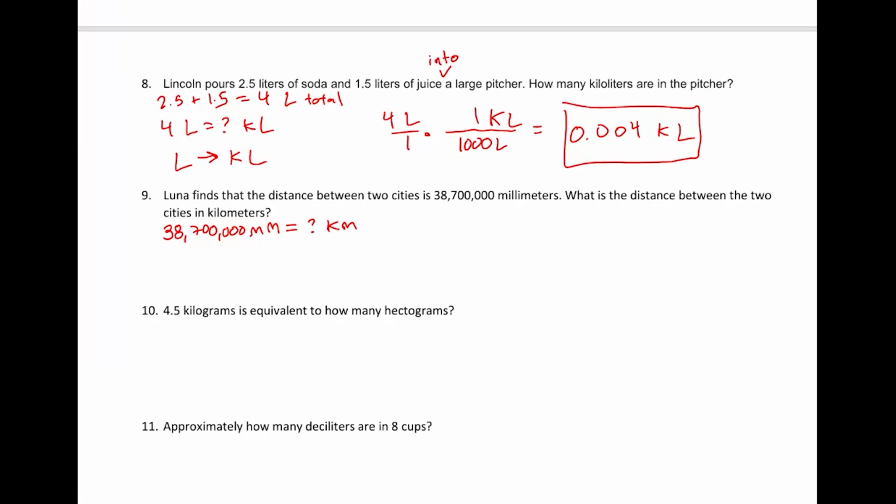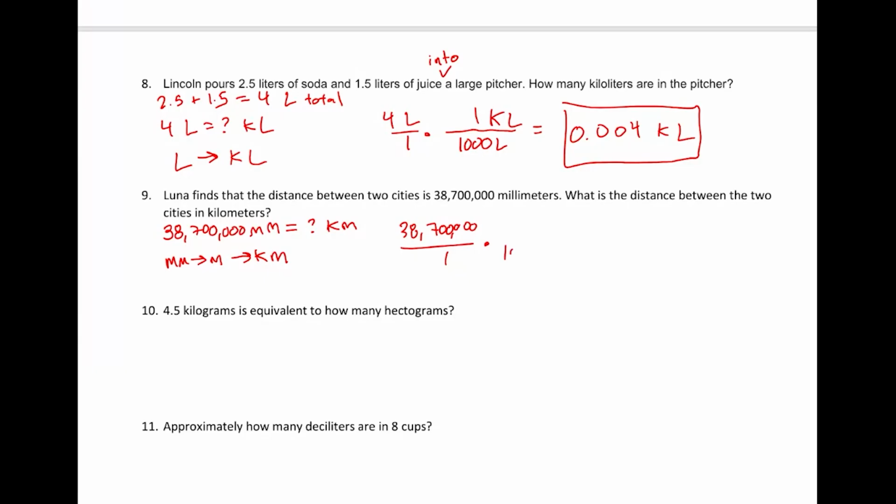As far as our units, I think you can make your way from millimeters to kilometers, but honestly, I think it's easier conceptually to go from millimeters to meters and then meters to kilometers. That way you can use the conversions on your conversion chart without having to figure out how many millimeters are in a kilometer. So we'll start with the 38,700,000 over 1.